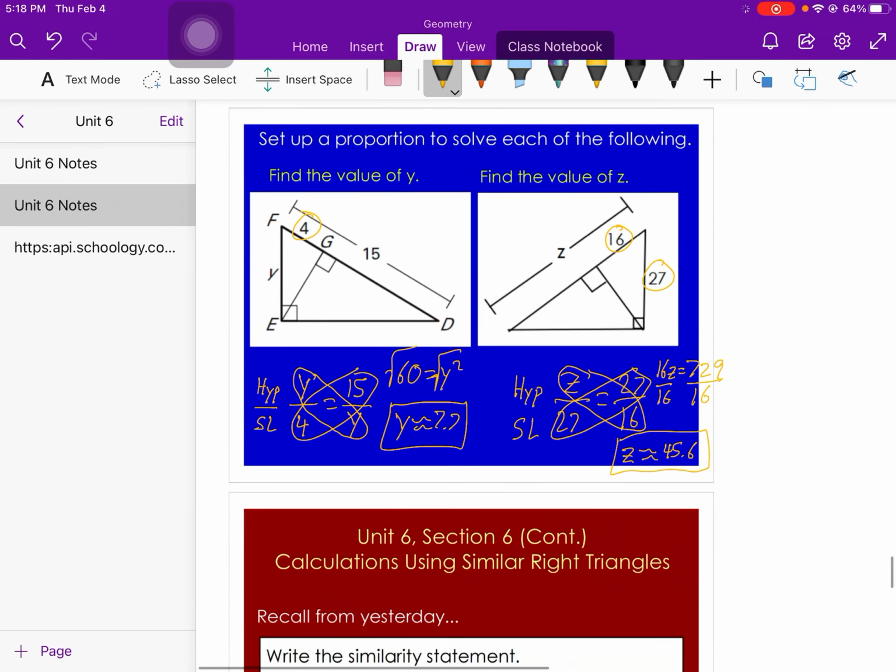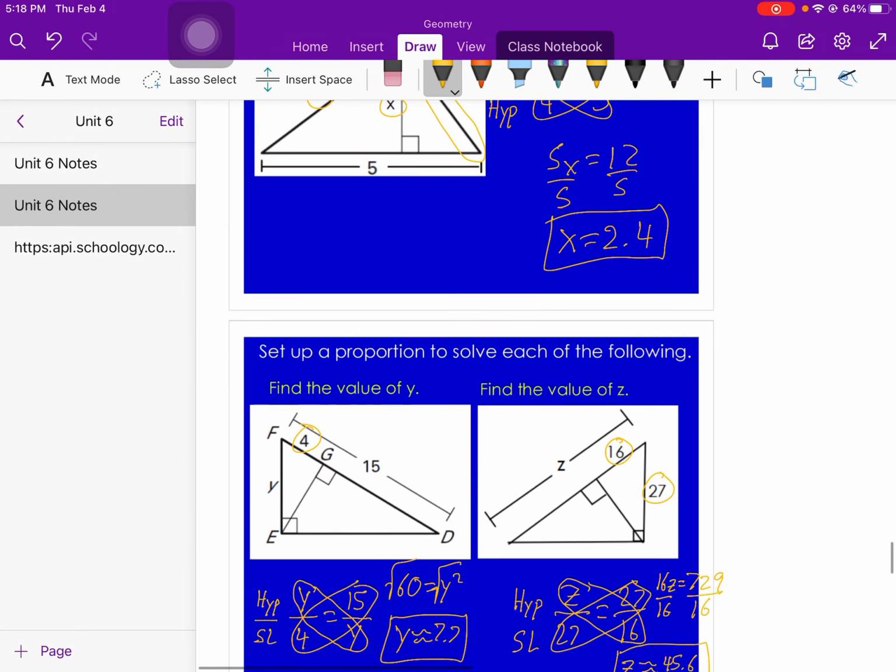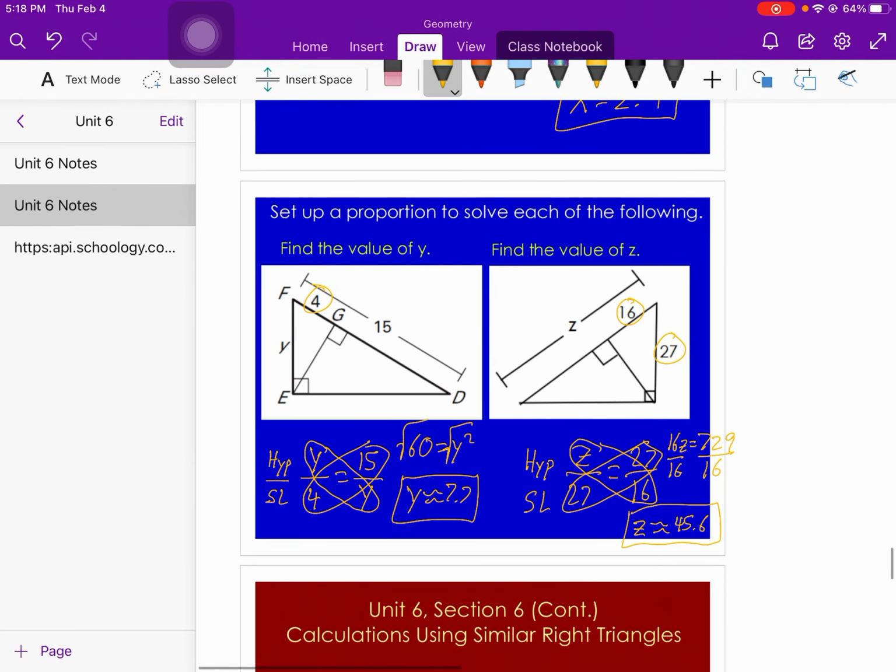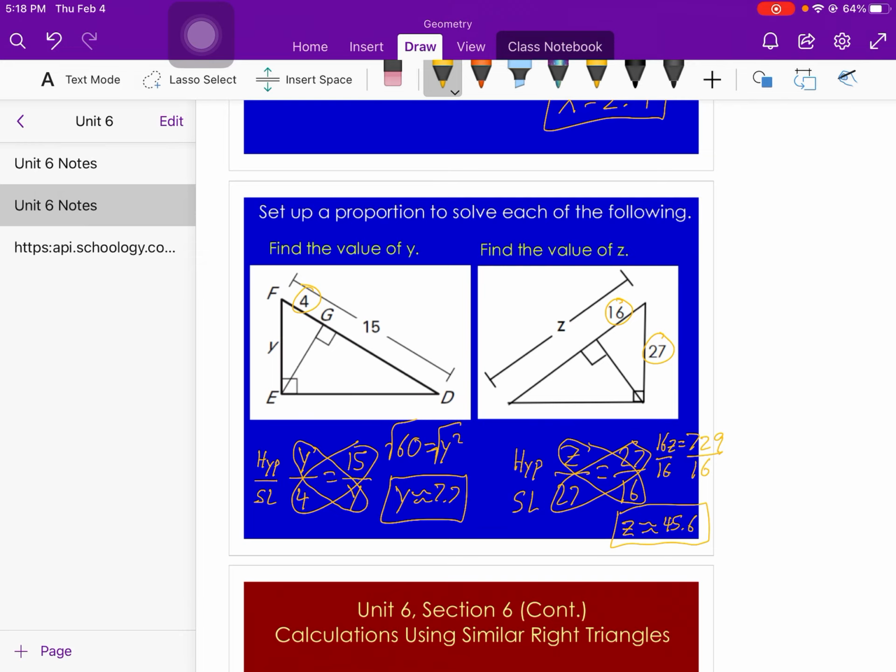Okay, so basically, just to recap, our goal with these is to set up a proportion that uses the same sides, just with different triangles. So whether that's hypotenuse, short leg, or long leg, that is our goal.